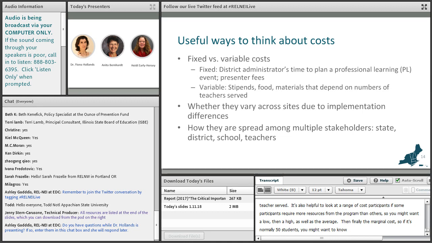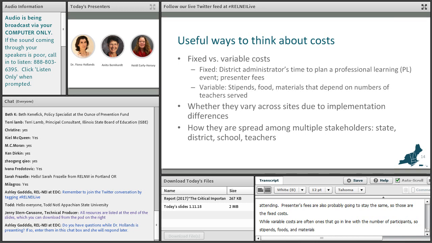Some useful ways to think about costs are separating them into fixed and variable costs. So an example might be if you're planning a professional learning event, the fixed costs would probably be the district administrator's time to plan a professional learning event, because that's probably going to be more or less the same whether it's for 10 people or 20 people participating. Presenter fees are probably also going to stay the same. So those are the fixed costs, while variable costs are the ones that are going to go up in line with the number of participants. So stipend, food, and materials would be examples.